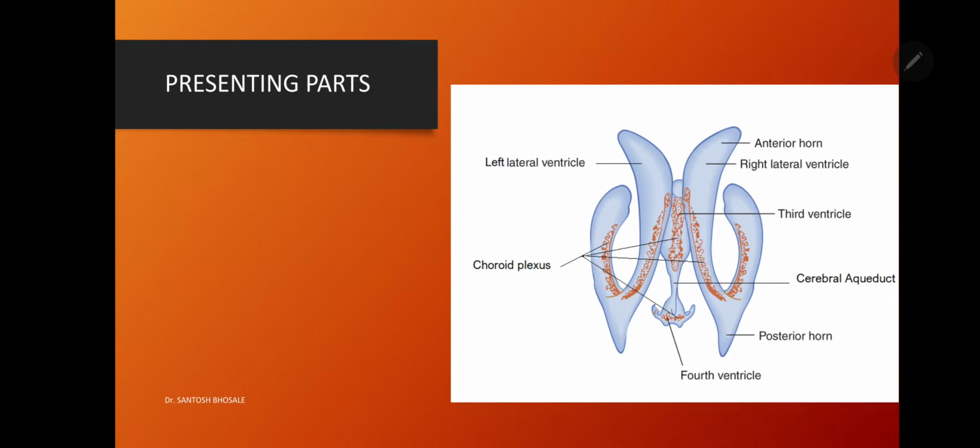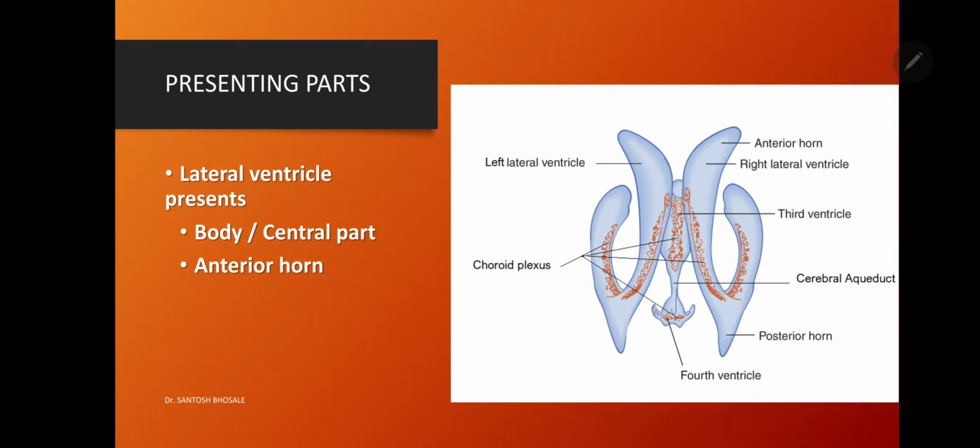And coming to the parts of the lateral ventricle, what does it present? A lateral ventricle is present in each cerebral hemisphere, and it has different parts located in the different lobes of the cerebral hemispheres. Let us see. It presents a body or central part, anterior horn, posterior horn, inferior horn, and atrium. Atrium is at the junction between the posterior horn and inferior horn.